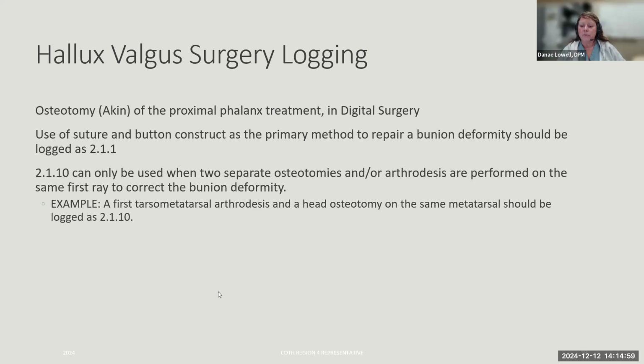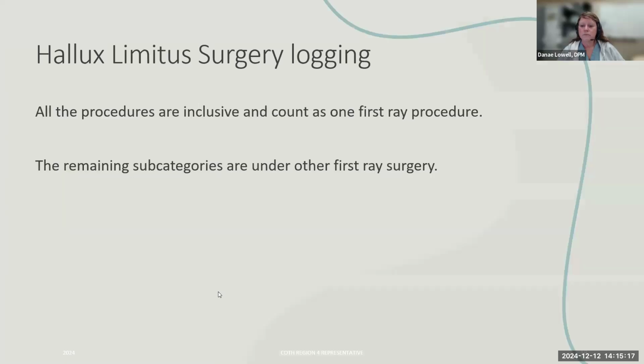If you happen to perform both a head and base procedure on the same ray, category 2.1.10 is used. An example would be first tarsometatarsal arthrodesis in addition to a head osteotomy. You do not claim two procedures. All the procedures listed under hallux limitus surgery are inclusive and count as one first ray surgery procedure.